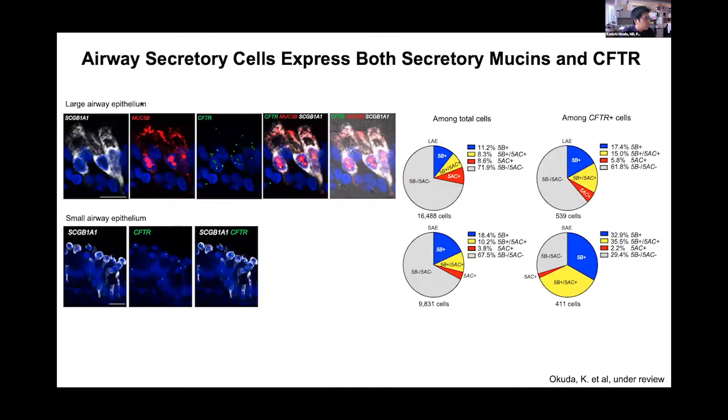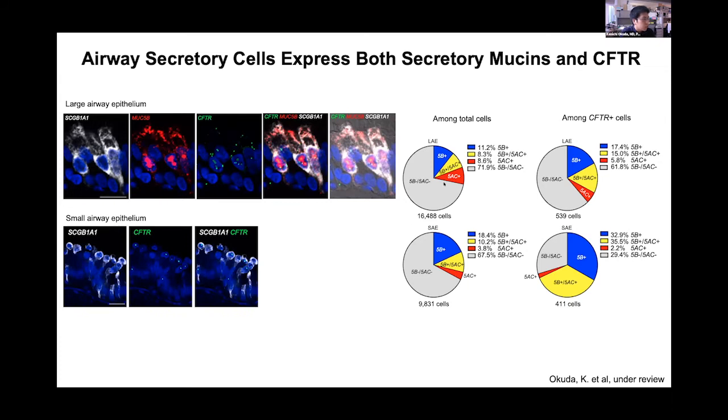And the secretory cells contain mucin-producing cells. So we specifically looked at mucin expression along with CFTR expression. These RNA in situ hybridization images show CFTR is localized with MUC5B and SCGB1A1 positive cells in large airways. This is consistent with the single cell RNA sequencing data. And in smaller airways also, these SCGB1A1 positive secretory cells express CFTR.